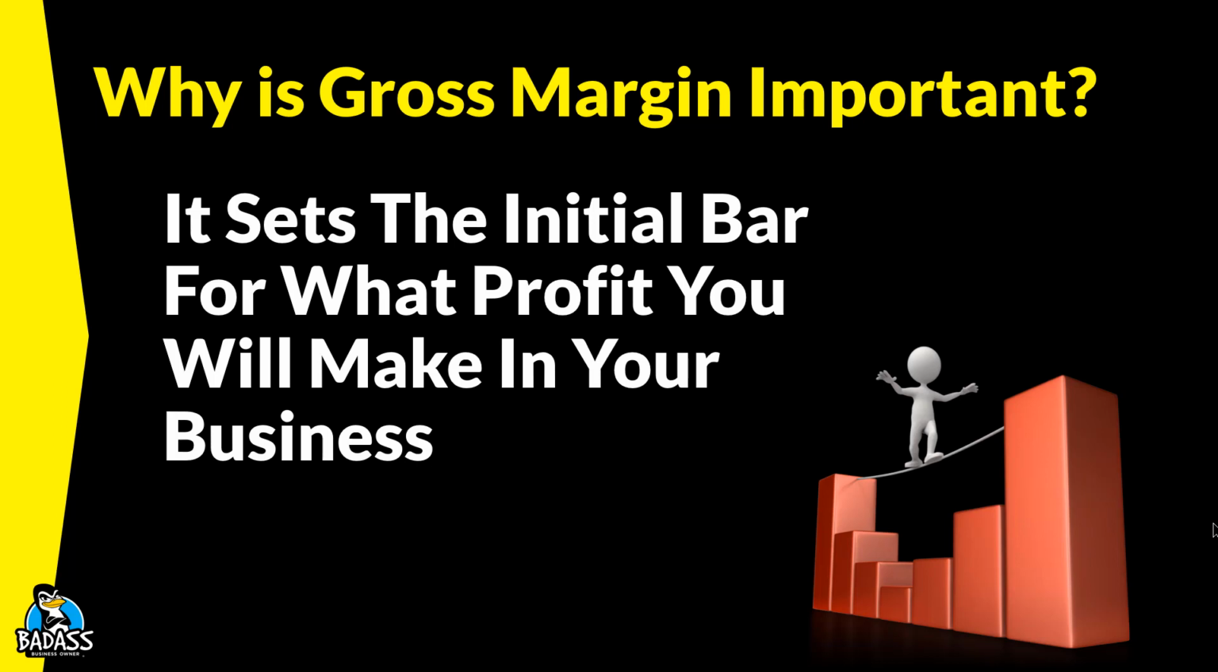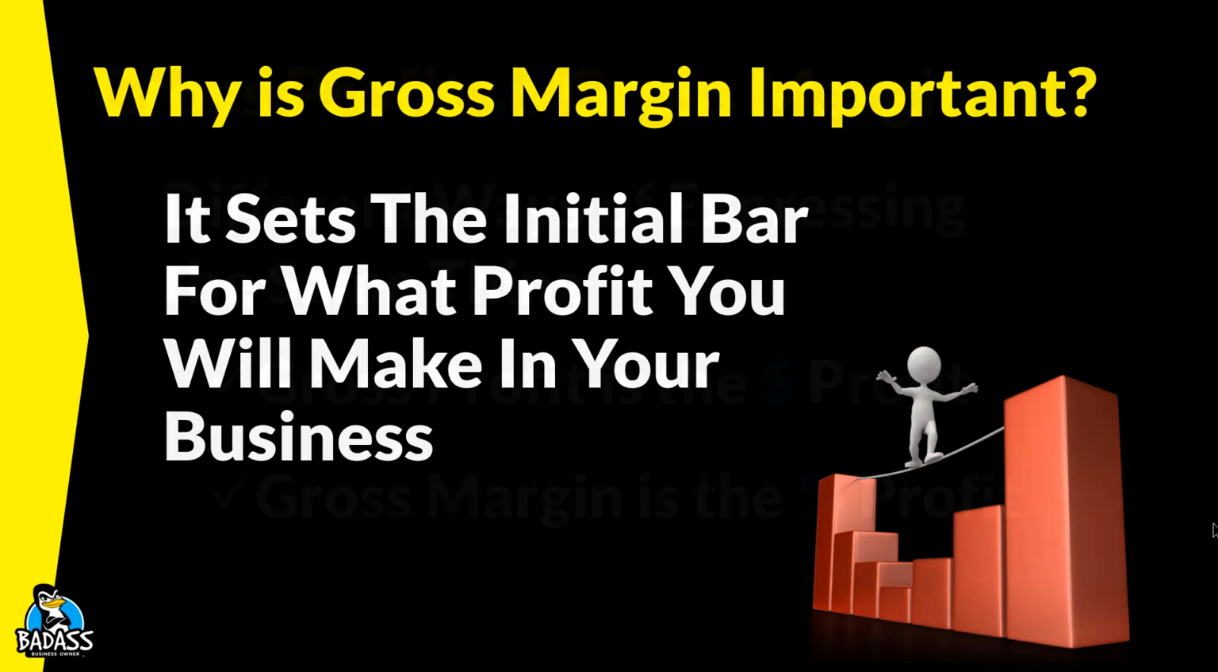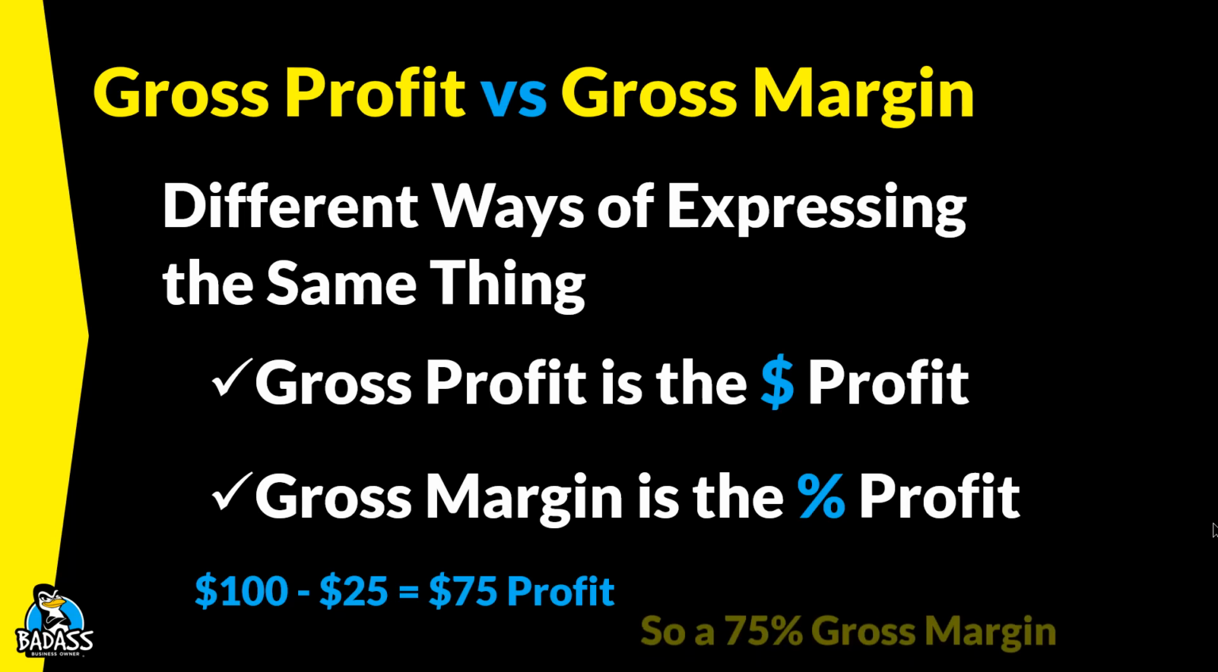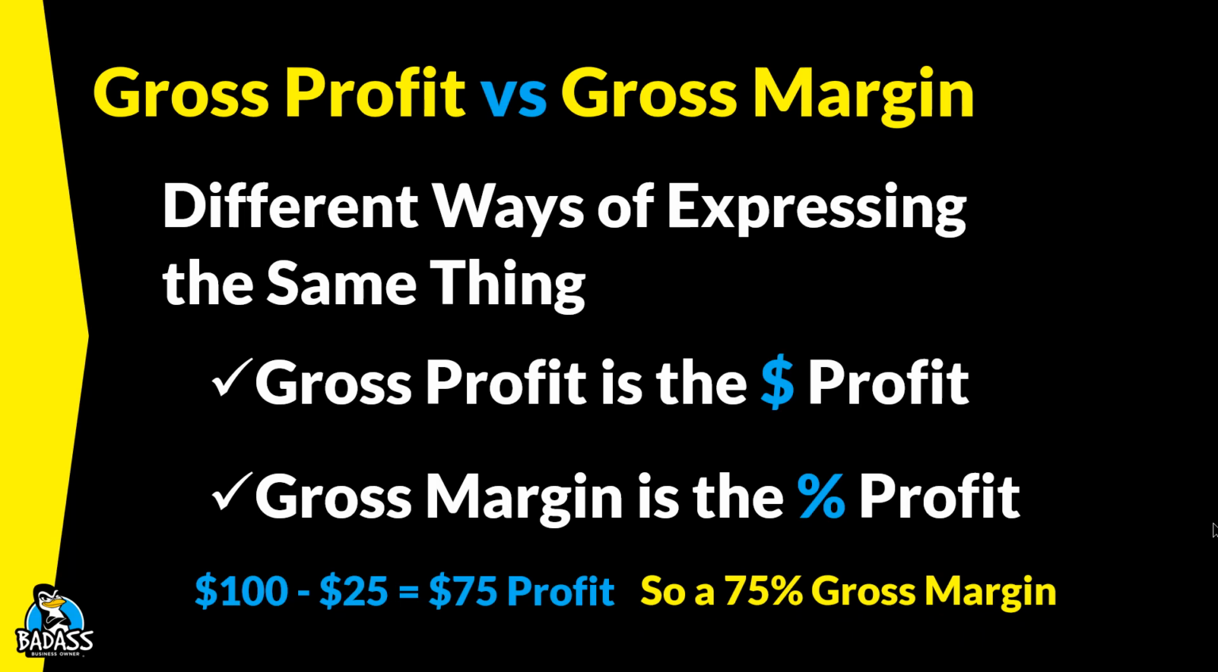So you need to know what amount of money you have the potential to make, and that's where gross margin comes in handy. Now, there is a difference between gross profit and gross margin. They're different ways of expressing things, but in most cases we're talking about percentages. Gross profit is the dollar amount of profit you make. Using the example from earlier, $100 minus $25 meant we had a $75 profit, and we already figured out that the gross margin on that was 75%.